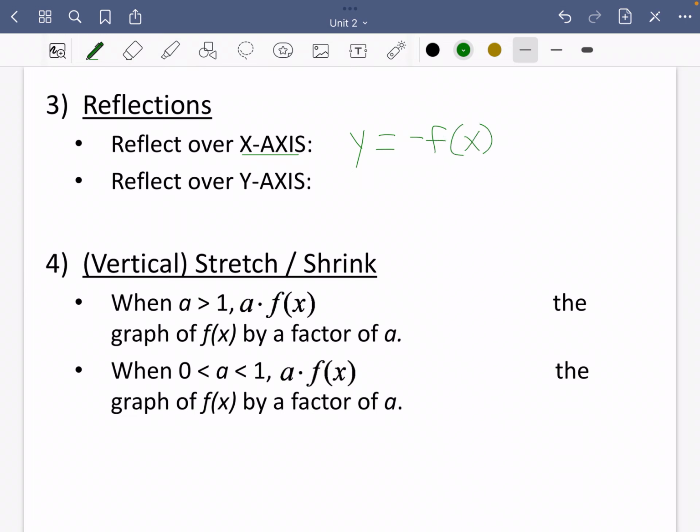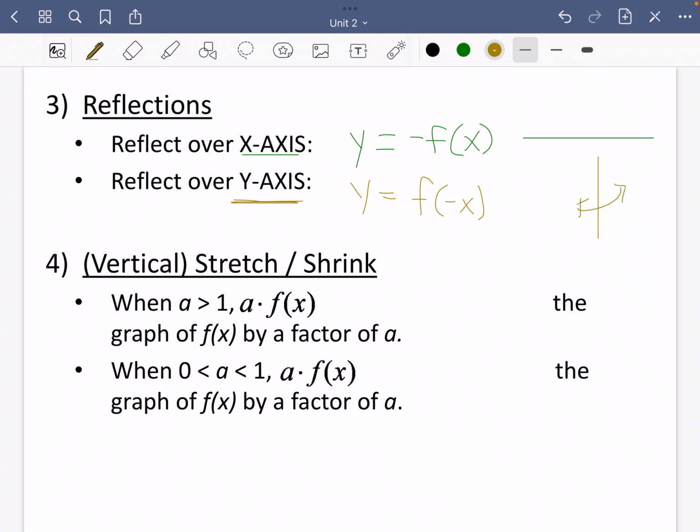Now remember, your x-axis, that's the horizontal axis. And so when we reflect it over the horizontal axis, we're reflecting it from top to bottom. And so we have a negative out in front of our function. We're negating our function. If, on the other hand, we want to reflect across the y-axis, remember y is the vertical axis, then this is going to look like y is equal to f of negative x. So we will have that negative on the inside of that function. That will reflect it over the y-axis. It will reflect it left to right.